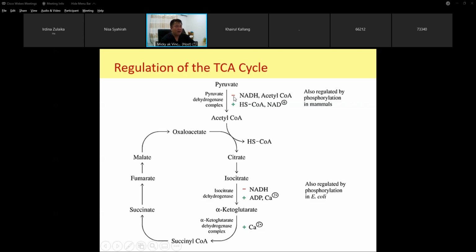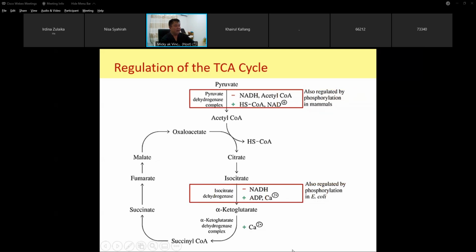If you look at this red, yang merah, this red thing. If you have too much NADH or too much acetyl-CoA, this can become an inhibitor. While if too much NAD plus or coenzyme A, or ADP or carbon, this can induce the cycle pergi ke depan, right? Just to show you that one lah, daripada sini, right?